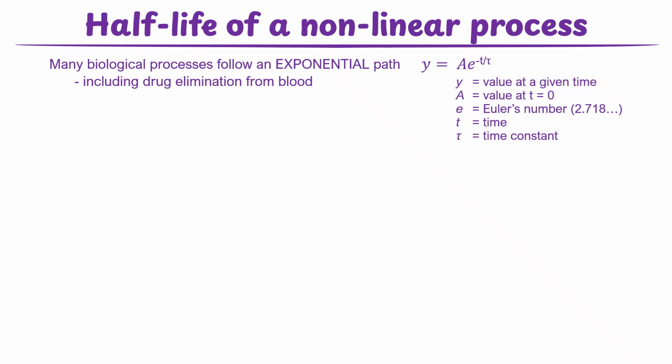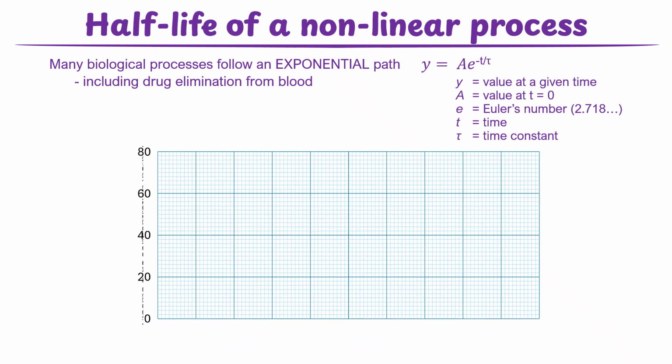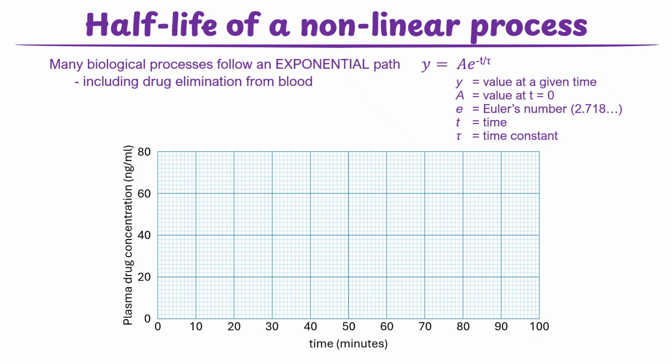To measure the half-life, we use the same basic approach as before. First, plot the plasma drug concentration on the y-axis against time on the x-axis. Next, plot each measured concentration value at its corresponding time point. As before, the concentration is measured every 10 minutes here. Because the decline is exponential, we do not draw a straight line through the points. Instead, we fit an exponential curve.